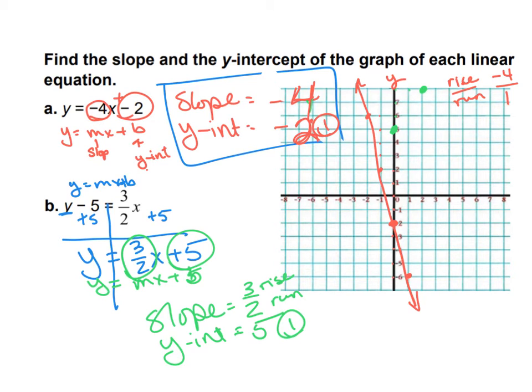But let's go the other way, so let's go down. Down 3 to the left 2. Down 3 to the left 2. And there is our line for that one.